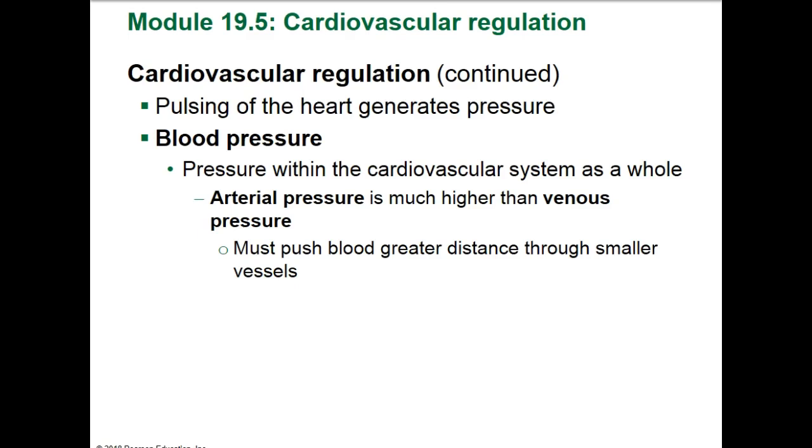The pulsing of your heart generates pressure. So we're talking about contractions. And when we talk about blood pressure, we're talking about pressure within the cardiovascular system as a whole. Arterial pressure in particular is generally going to be higher than the venous pressure, it should be. And that's so that you can push blood a greater distance through the smaller vessels.